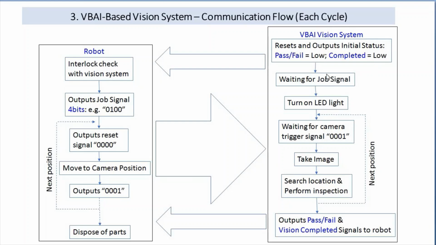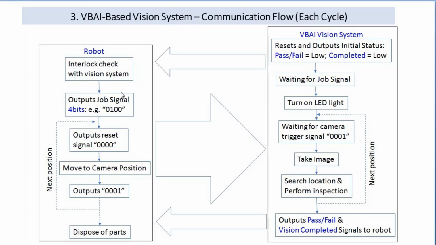For the vision system, the output signals contain a pass-fail signal and a vision completed signal. At the beginning of each cycle, the vision system resets and outputs its initial status, which is all low for the pass-fail signal and completed signal. For the robot, at the beginning of each cycle, it will first check the status of the vision system. It is called the interlock check for the vision system.